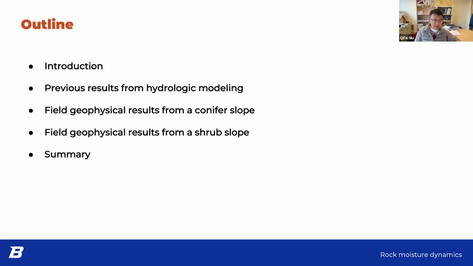After that, I'm going to show two different geophysical results, electrical resistivity results at two sites. One is a conifer slope, another one is a shrub slope. The elevation is a little different, and also the climate is a little different. And at the end of the presentation, I'm going to summarize the main findings from the geophysical results.